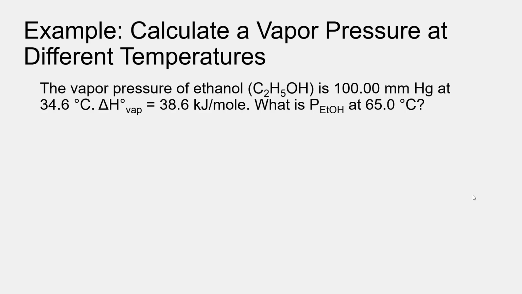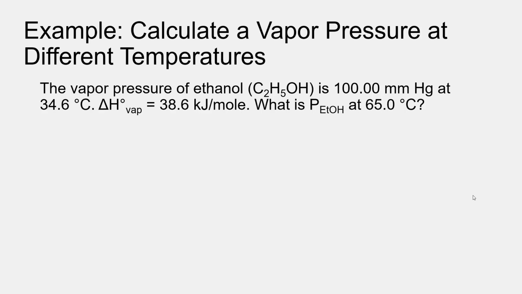Let's look at a second example today where we use the Clausius-Clapeyron equation to calculate a vapor pressure at a different temperature condition. So in this case, we're told that the vapor pressure of ethanol, which has chemical formula C2H5OH, is 100 millimeters of mercury at 34.6 degrees Celsius. The enthalpy of vaporization under standard state conditions, delta H naught VAP, is 38.6 kilojoules per mole. We want to know what the vapor pressure of ethanol, abbreviated capital P subscript ETOH, similar to the partial pressure of ethanol, is if the temperature increases to 65 degrees Celsius.